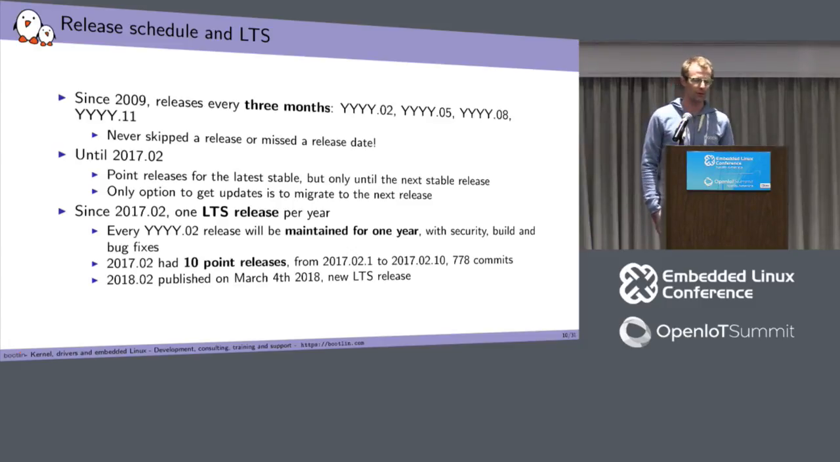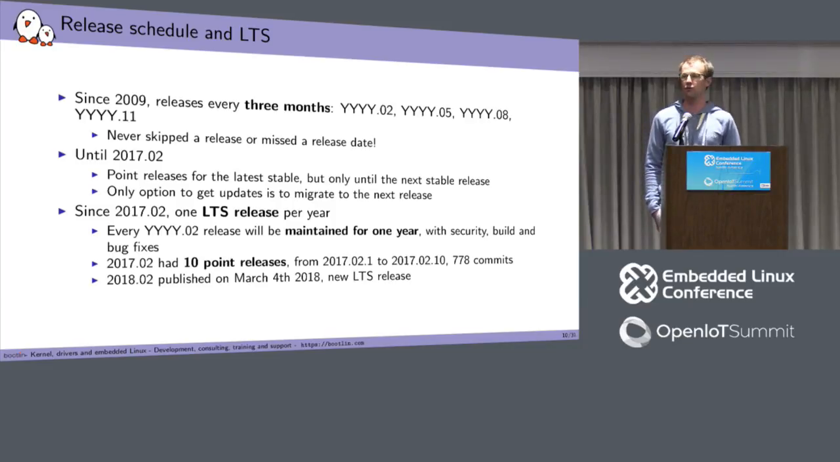So 2017-02 has been maintained for a year, so until 2018-02, that's been released just 2 weeks ago or something like that. We will do that every year. So now that 2018-02 has been released, we've stopped the maintenance of 2017-02, and we've started the maintenance of 2018-02 for 1 year, until 2019-02, obviously.